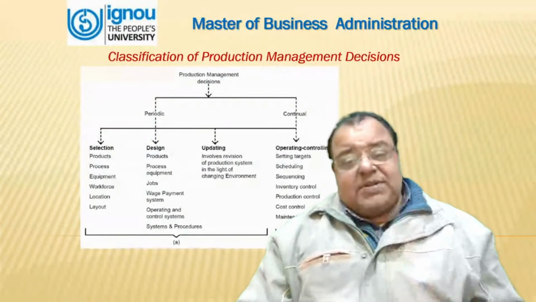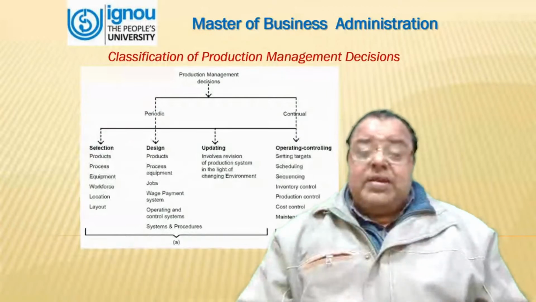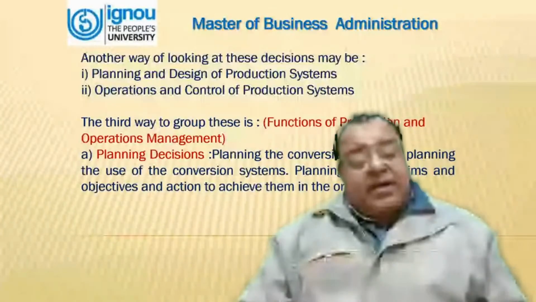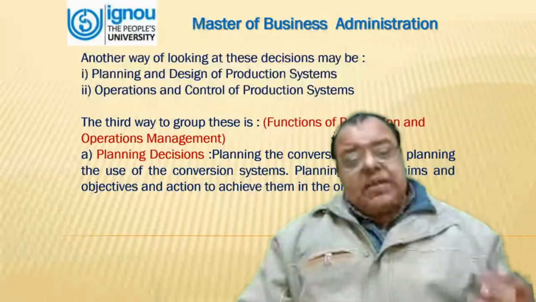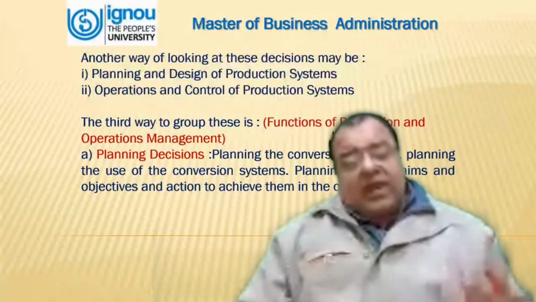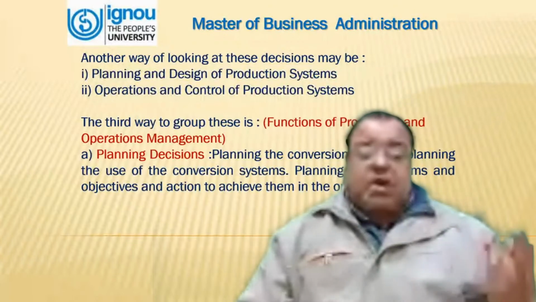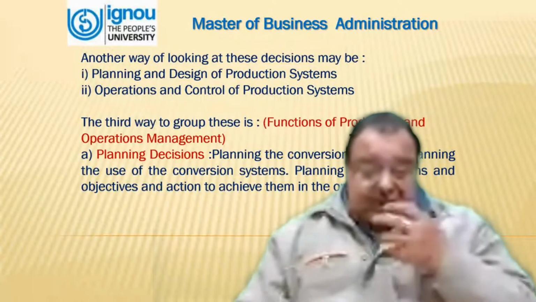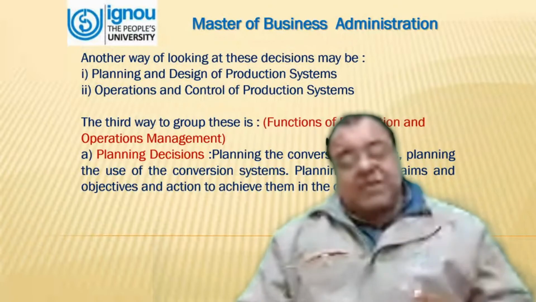Another way of looking at these decisions may be planning and design of production system and operations and control of production system. The third way to group this is functions of production and operations management. They are planning decision, planning the conversion system, planning the use of conversion system.